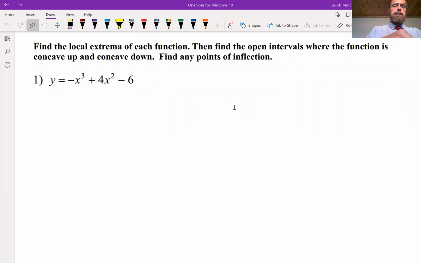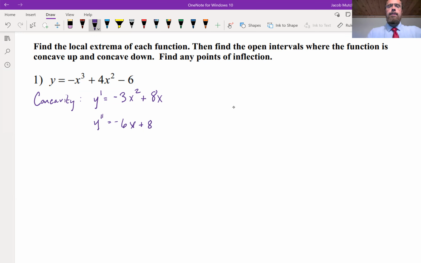To find concavity, we want to set the second derivative equal to 0 and solve. So let's find that second derivative. We've got to pass through the first derivative on our way. The first derivative of this function is negative 3x squared plus 8x, which means the second derivative is going to be negative 6x plus 8.